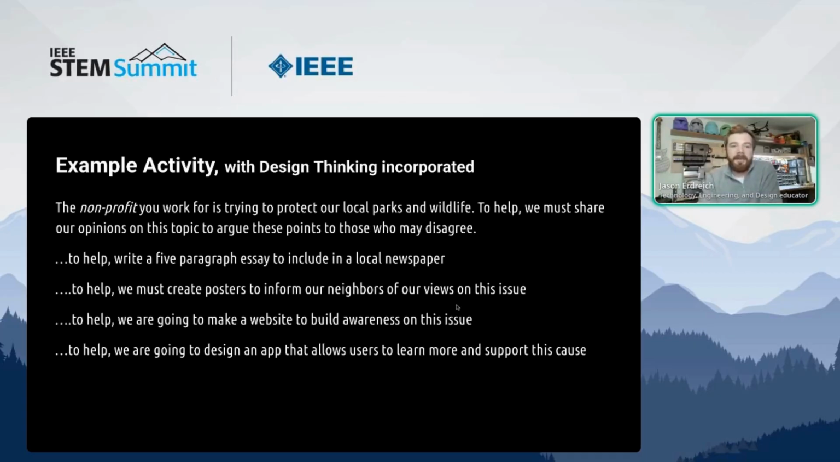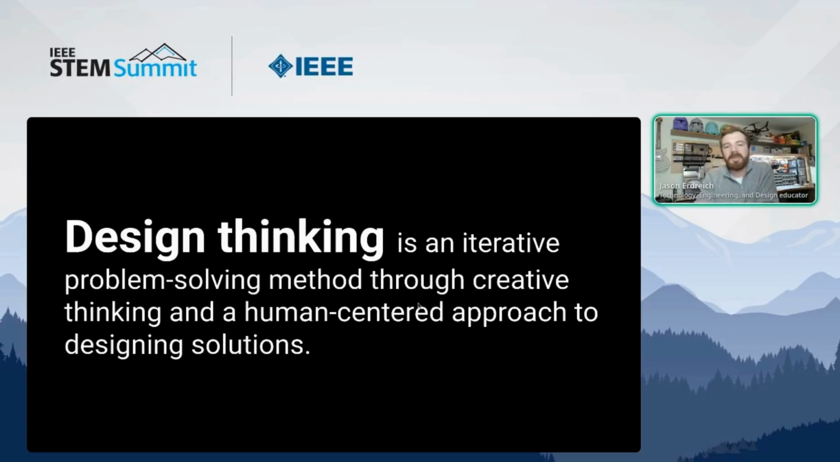Let's incorporate design thinking. The nonprofit you work for is trying to protect our local parks and wildlife. To help, we must share our opinions on this topic to argue these points to those who may disagree. So now we're telling students that they work for a nonprofit. We're giving them some type of real world career aspect that they might be able to apply their current skills for. We're telling them that they're helping their parks. They're protecting their local parks in their town. People want to take that away. Can we help that? And maybe it's not just a 5-paragraph essay. Maybe it's an essay for your local newspaper, or posters to inform your neighbors of this issue, or a web page, or an app, or whatever it is, right? There's a lot of different ways that we can actually design this as we go through.